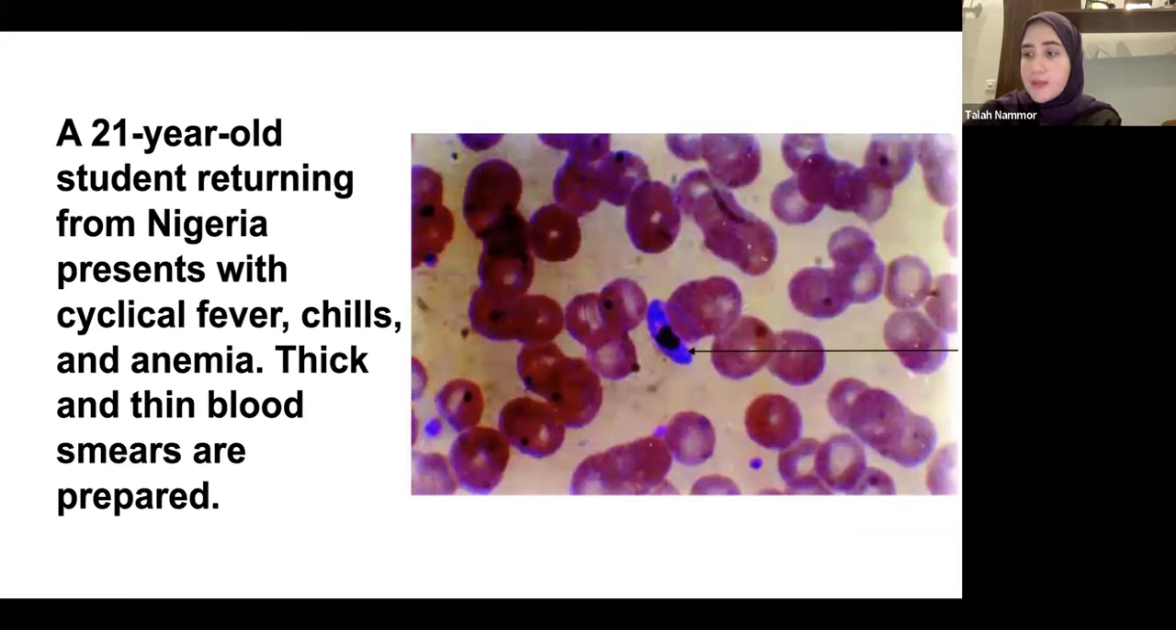Okay, next. So 21-year-old student. I don't even have to read it. Plasmodium falciparum. Exactly. Malaria. Actually, the second they say thick and thin blood smears, you have to directly think, oh, it's something that has to do with malaria.